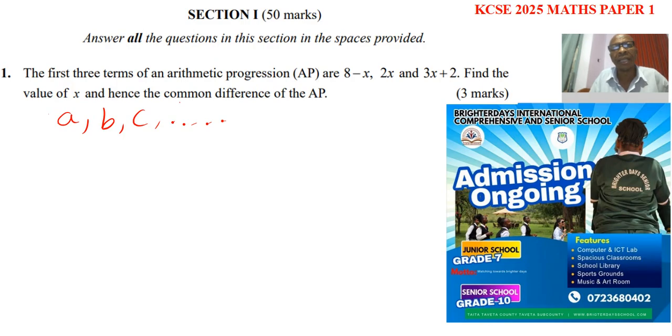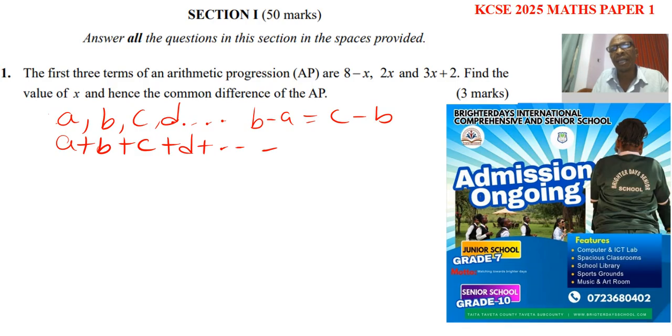Let's say we have D. This pattern is such a way that B minus A is equal to C minus B. So when we add them, A plus B plus C plus D plus, this is an AP, arithmetic progression. This is a sequence. This you did in Form 3.